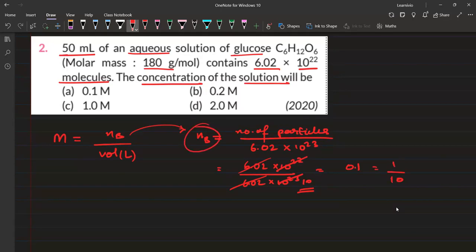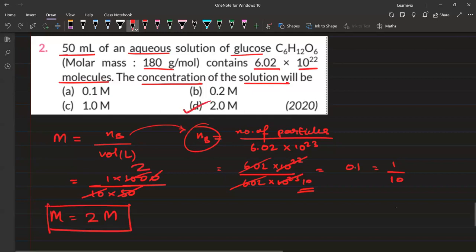The volume is 50. So I will write 1 upon 10 number of moles into 50 divided by 1000, and that will go above. It will be multiplied by 1000. 10 and 10 will be cancelled. 5 twos are 10. So molarity is 2 molar. Okay, so option number D. Does this make sense? Yes or no? Please tell me, guys. Yes, sir. Noha, makes sense? ठीक है. Yes, sir. ठीक है. Copy this down. This was asked in 2020.